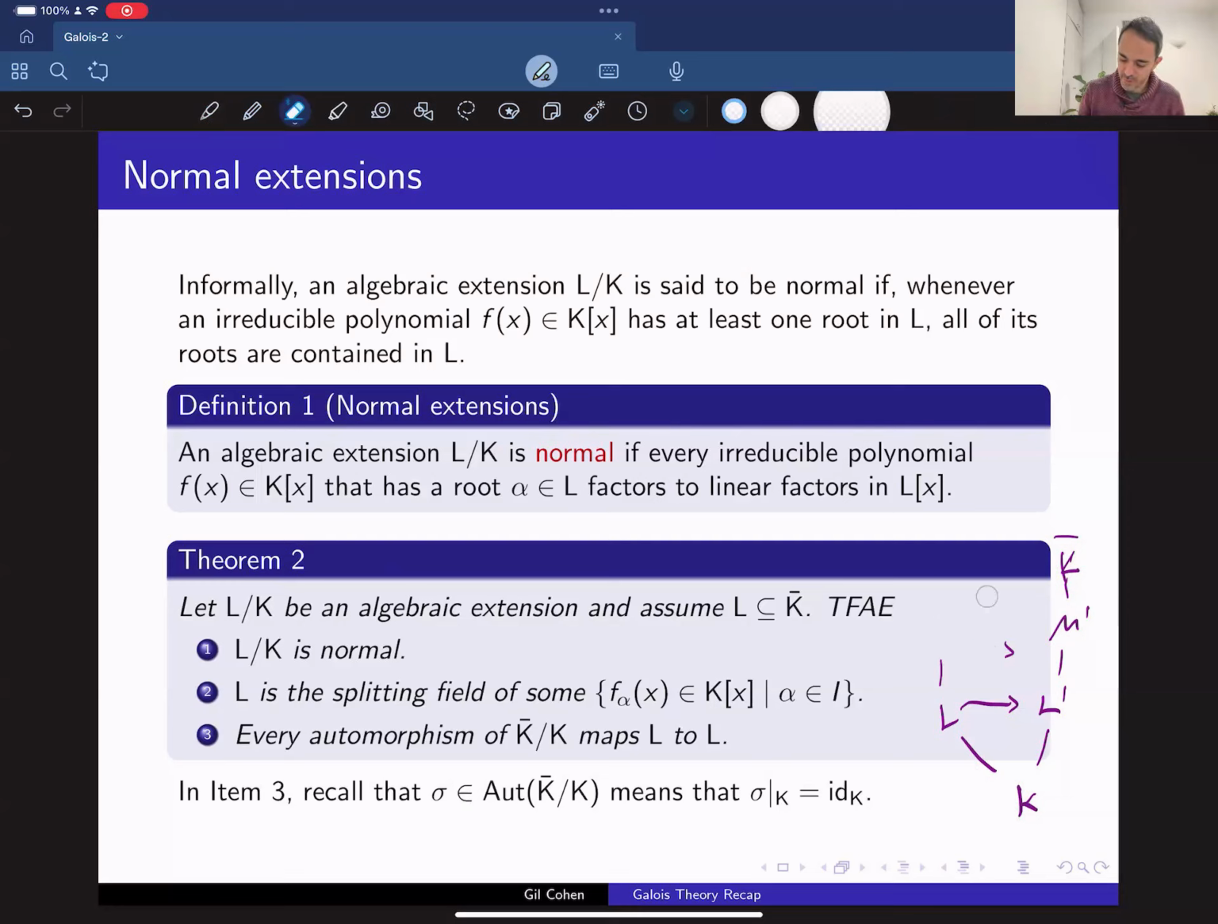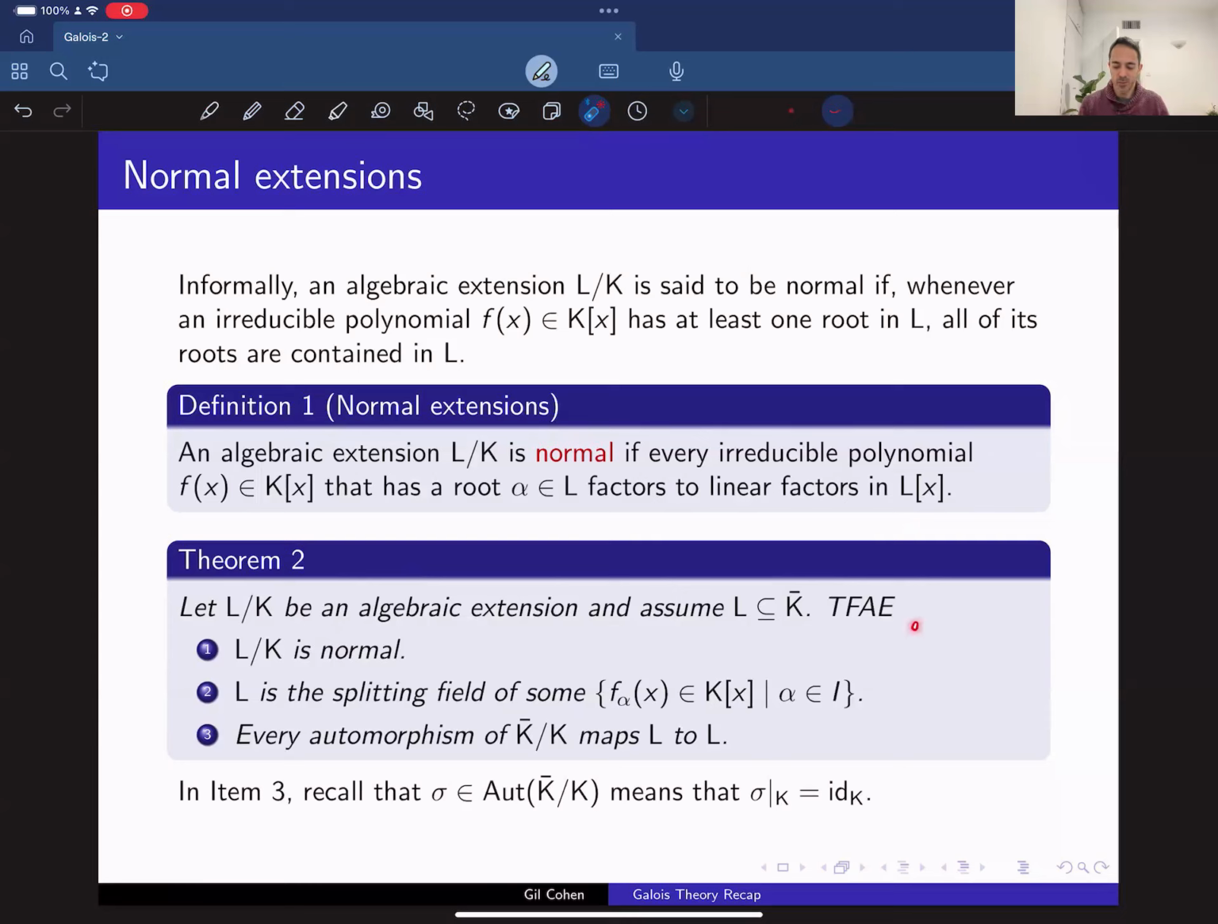Okay, so let's erase this. Going back to the theorem, say we have an algebraic extension and it is already contained in K-bar, then the following are equivalent. The first is saying that L over K is normal. And here we didn't really need K-bar because we avoided talking about the roots of L by talking about the linear factors of the irreducible polynomial corresponding to alpha and so forth.